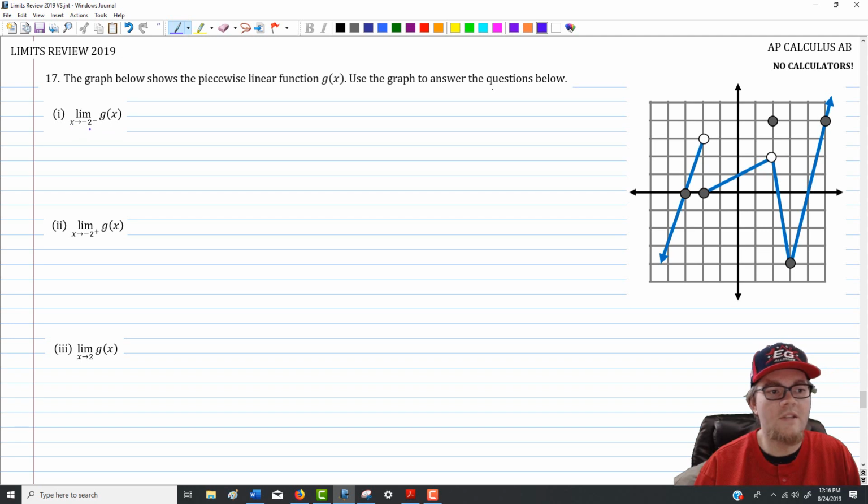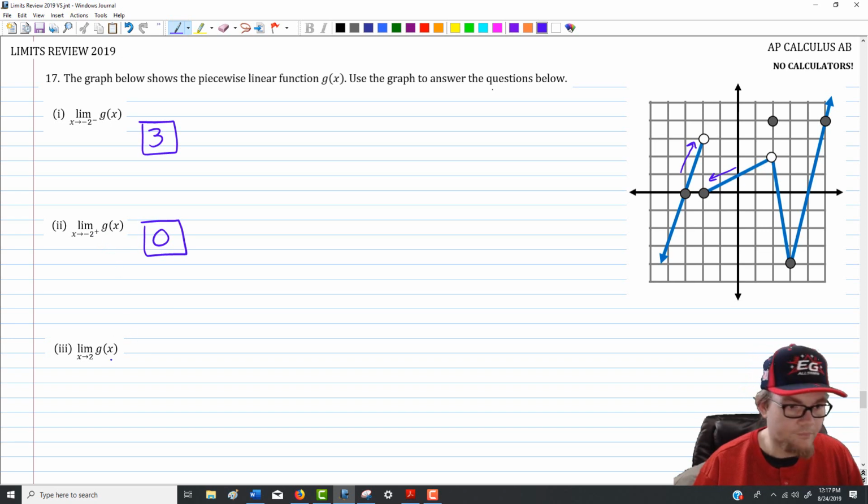Okay, so first we want the limit as x approaches negative 2 from the left side. Yes, it's approaching a hole, but we can see that the y value it is approaching is positive 3. So this is equal to positive 3. For 2, the limit as x approaches negative 2 from the right side of g. Looking at our picture, as we approach negative 2 from the right, we're approaching the x-axis, which means y equals 0. And note that the right-hand limit does equal the value of the function right at that point.